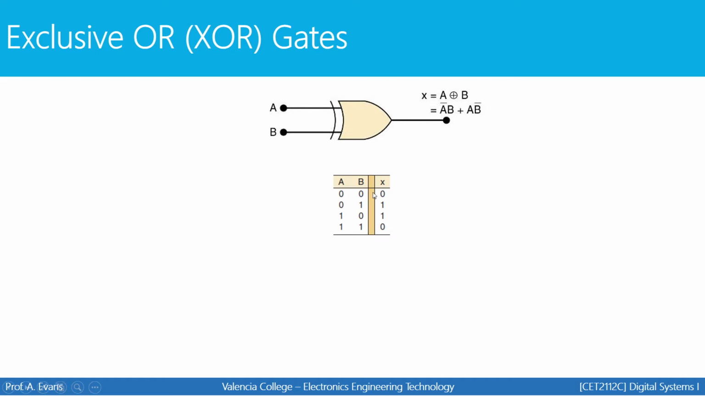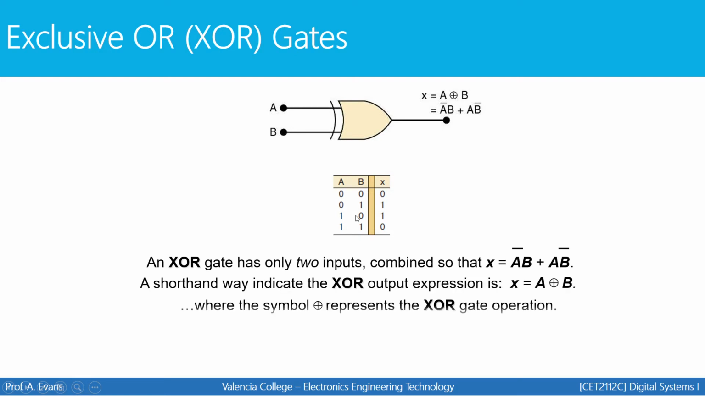And the truth table for the exclusive OR looks like this. If A and B are both low, or if A and B are both high, the output is low. The output is only high if A and B have different values. If A is 0 and B is 1, or if A is 1 and B is 0. That's how an exclusive OR works.